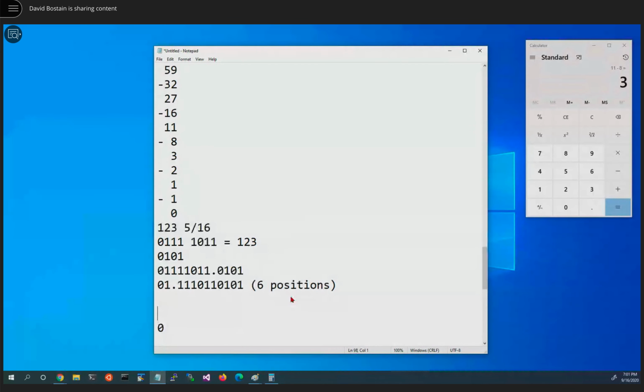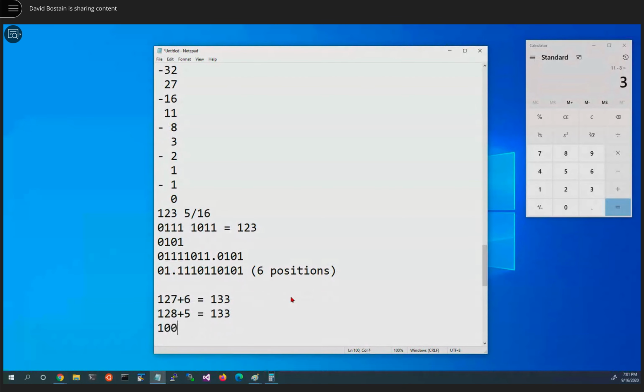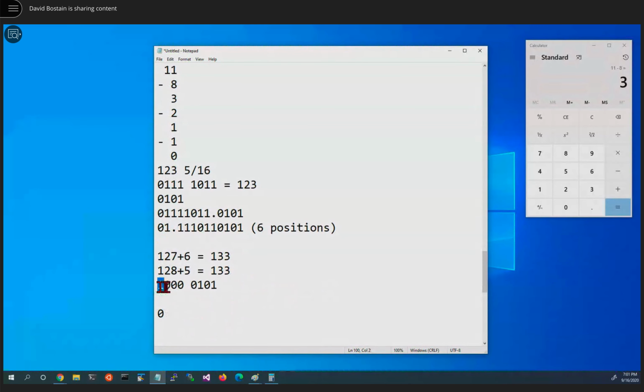Okay, so 127 plus 6 is equal to what? Equal to 133. So 128 plus 5 is equal to 133. So let's use that guy, 128, and then come back and turn on the bits that would be the 5. It would be a 4 and a 1. So this guy right here must be our exponent.